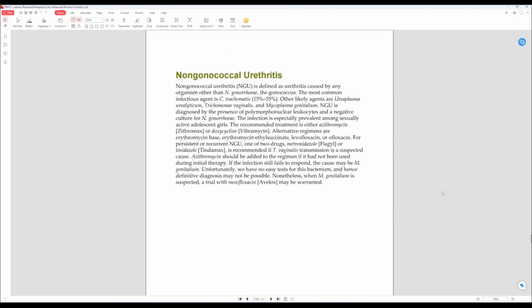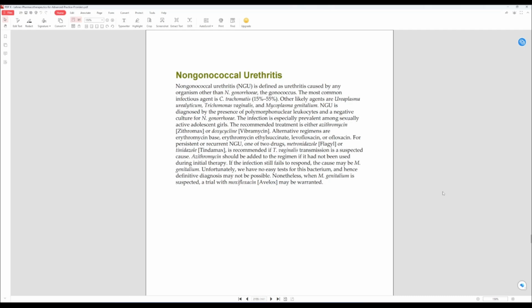Which now brings us to the non-gonococcal urethritis. Non-gonococcal urethritis, or NGU, is defined as urethritis caused by any organism other than N. gonorrhoeae, the gonococcus. The most common infectious agent is C. trichomatis. The other likely agents are Ureaplasma urealyticum, Trichomonas vaginalis, and Mycoplasma genitalium. NGU is diagnosed by the presence of polymorphonuclear leukocytes and a negative culture for N. gonorrhoeae.